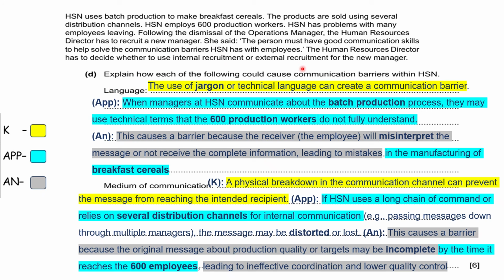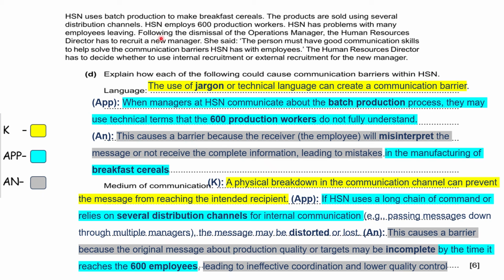The language that could cause a communication barrier is the use of jargon or technical language. Now you have to explain how a language can be a communication barrier. This I have explained here. This causes a barrier because the receiver or the employee will misinterpret the message or not receive the complete information, leading to mistakes. This is my analysis. And I have written my application beforehand. You can do either way around, but I have started with the application because I thought that would be even easier for me to explain.